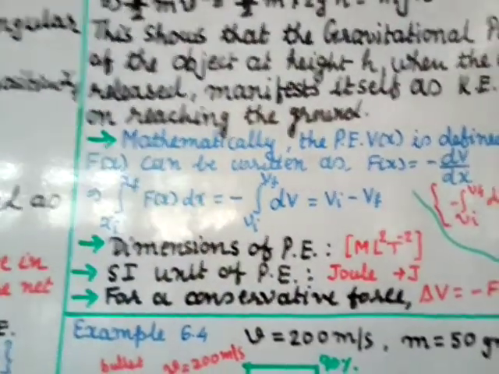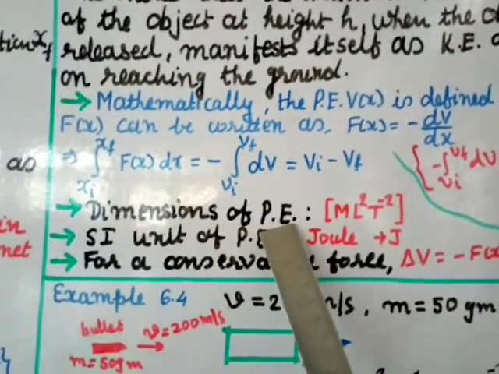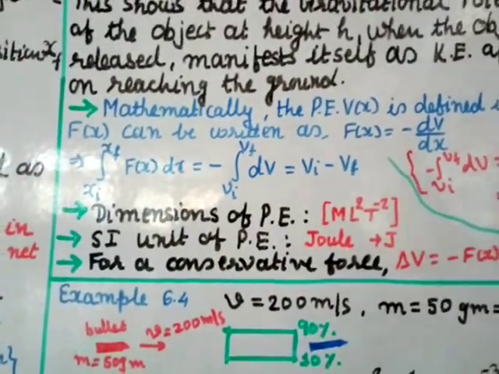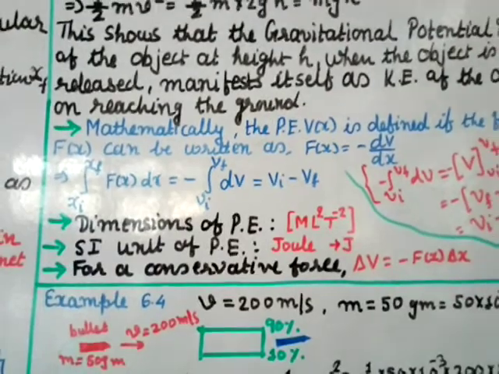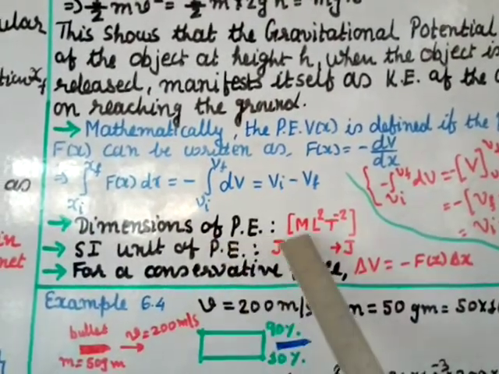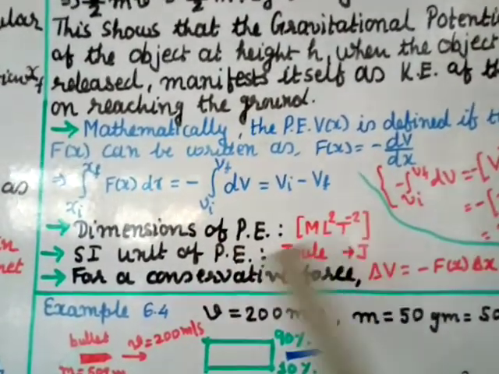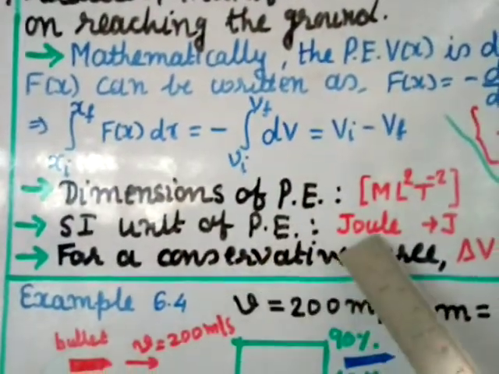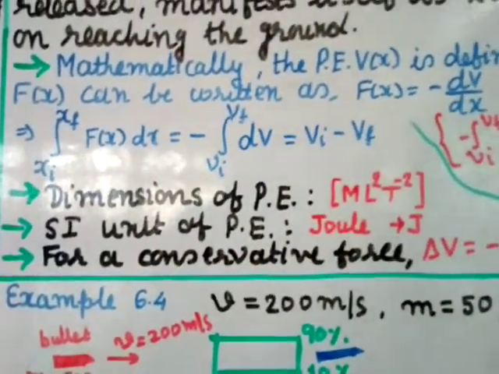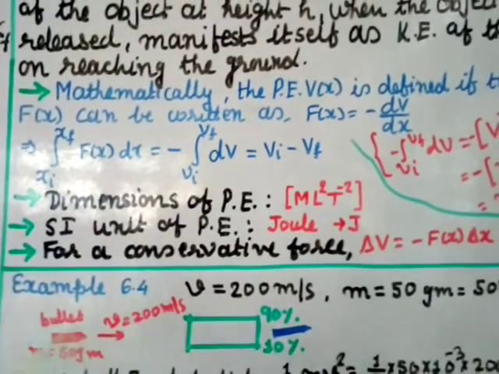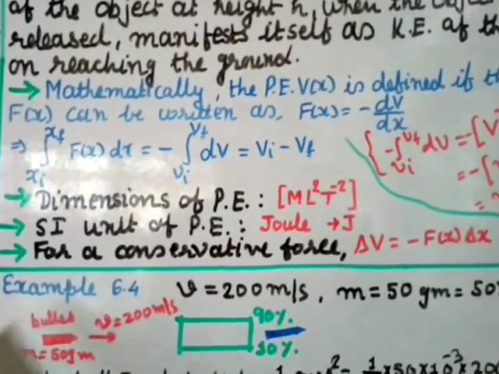Now here let us write the dimension of the potential energy. It is the same as the kinetic energy and the work done. So the dimension of potential energy is mL2T minus 2. Then the SI unit of potential energy is joule, with capital J used as the symbol. This is also the same as for kinetic energy and work.